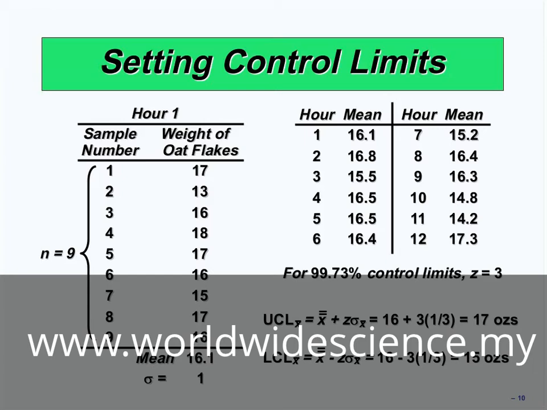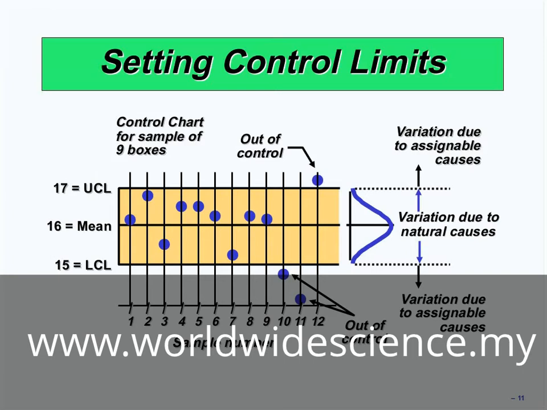Plus 16. 16 is X bar bar, the mean of X bar, the average of X bar. You can calculate UCL and LCL through this formula easily. After calculating UCL and LCL, we should draw the chart as you can see on the screen. UCL is 17, LCL is 15. The mean line is exactly in the middle of the UCL and LCL, as you see.